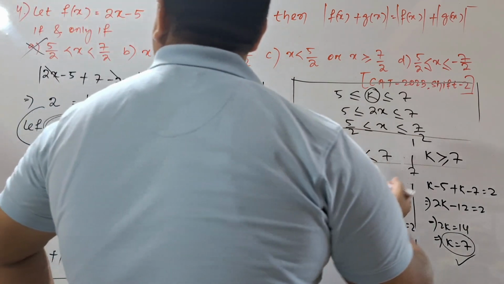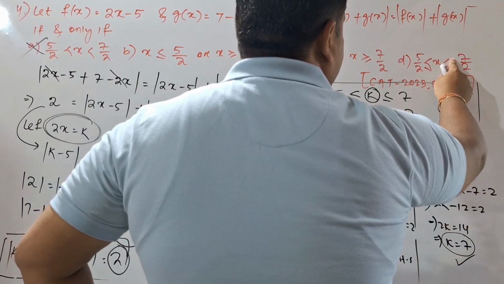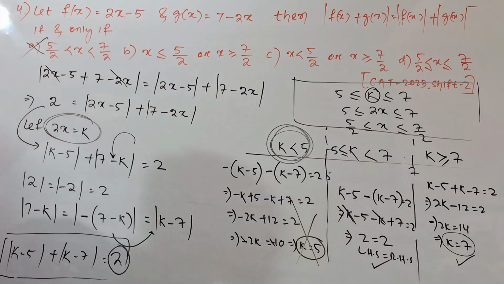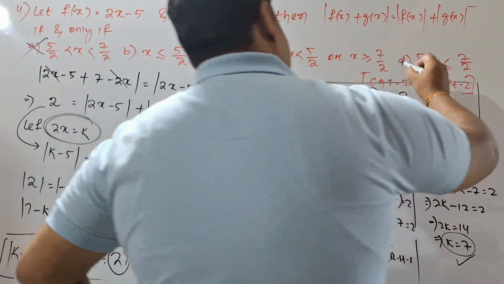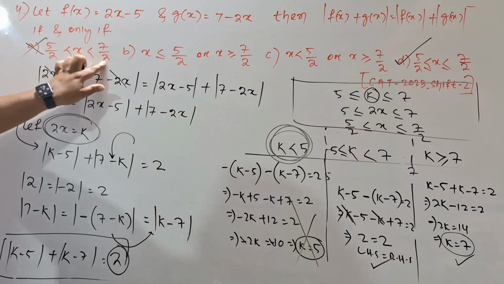I think this one is 7 by 2. x less than or equal to. This is not minus 7 by 2, this is 7 by 2. Option D, you check. Option D is correct. And here this is 5 by 2 less than x less than 7 by 2.